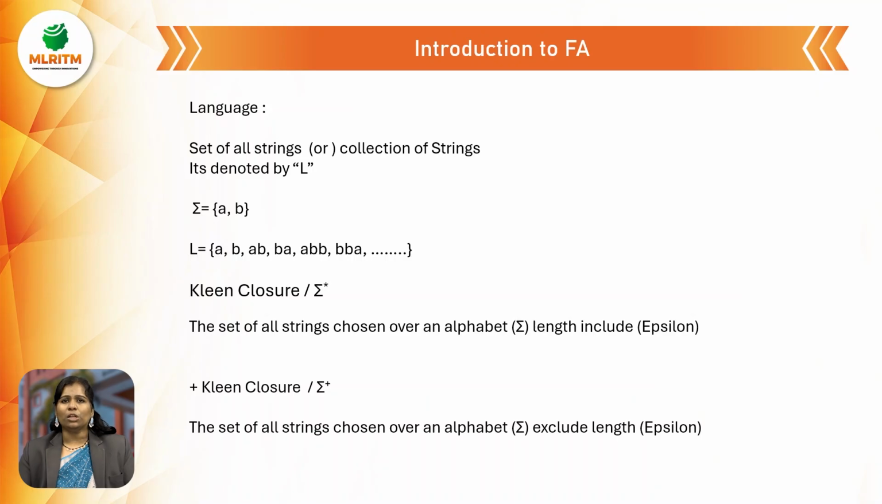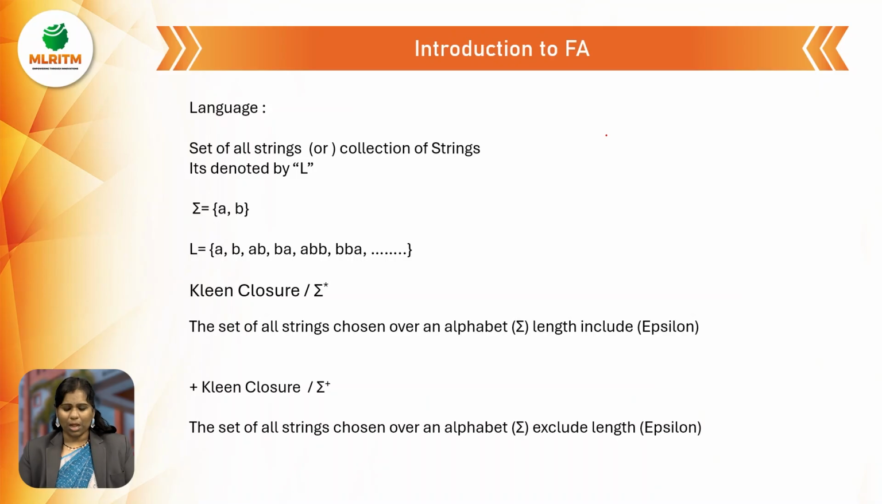The next terminology is language. What is a language? A language is a set of all the strings, or a collection of strings. It is denoted with L. The main point we need to remember is how we represent and use a language. The set of strings between two flower brackets is known as a language. So it is denoted with L.